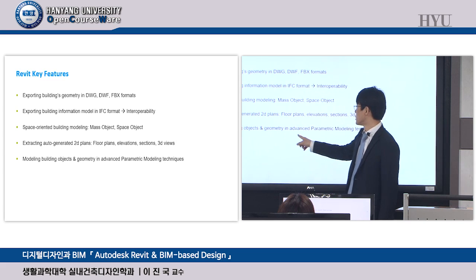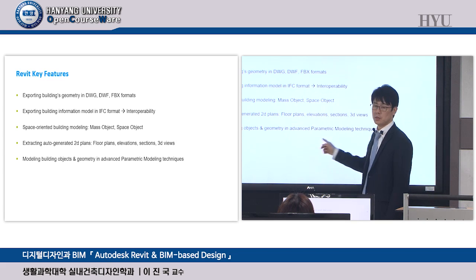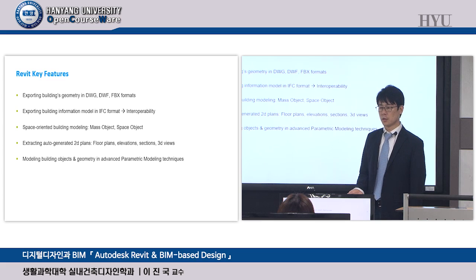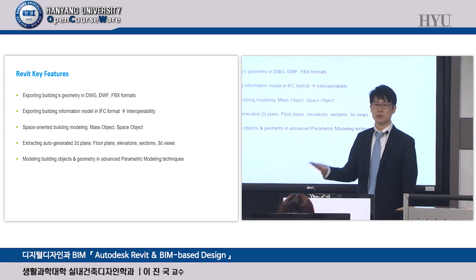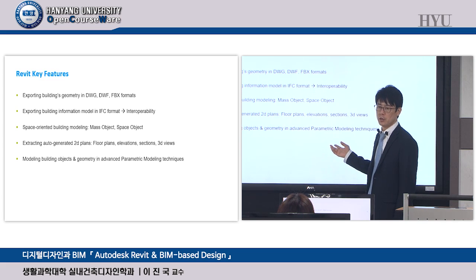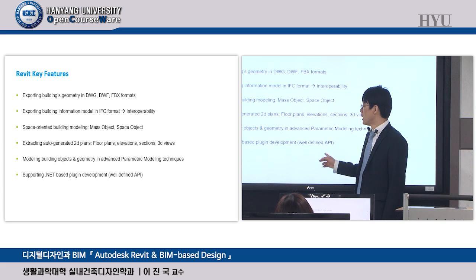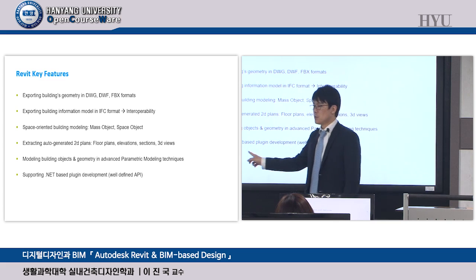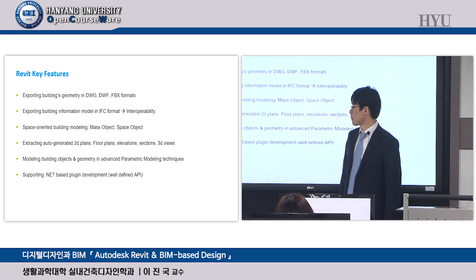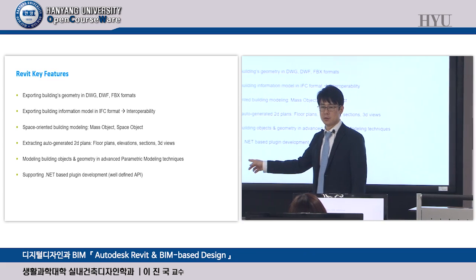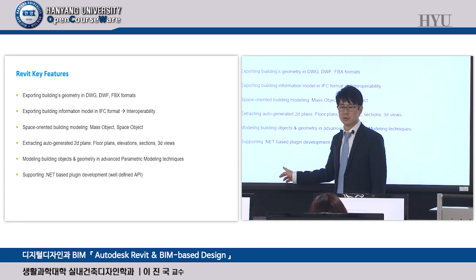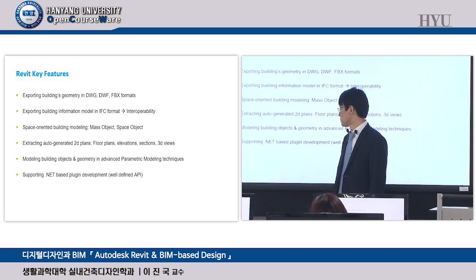Building modeling objects and geometry use advanced parametric modeling technologies. I told you what is parametric modeling. Thanks to parametric modeling, whatever you create, all your projects are going to be managed in a parametric way. In other words, a smarter way, okay? Supporting .NET-based plugin development. Actually, this one is something for developers. .NET means Microsoft programming environment, such as C# language, similar to C language, okay?